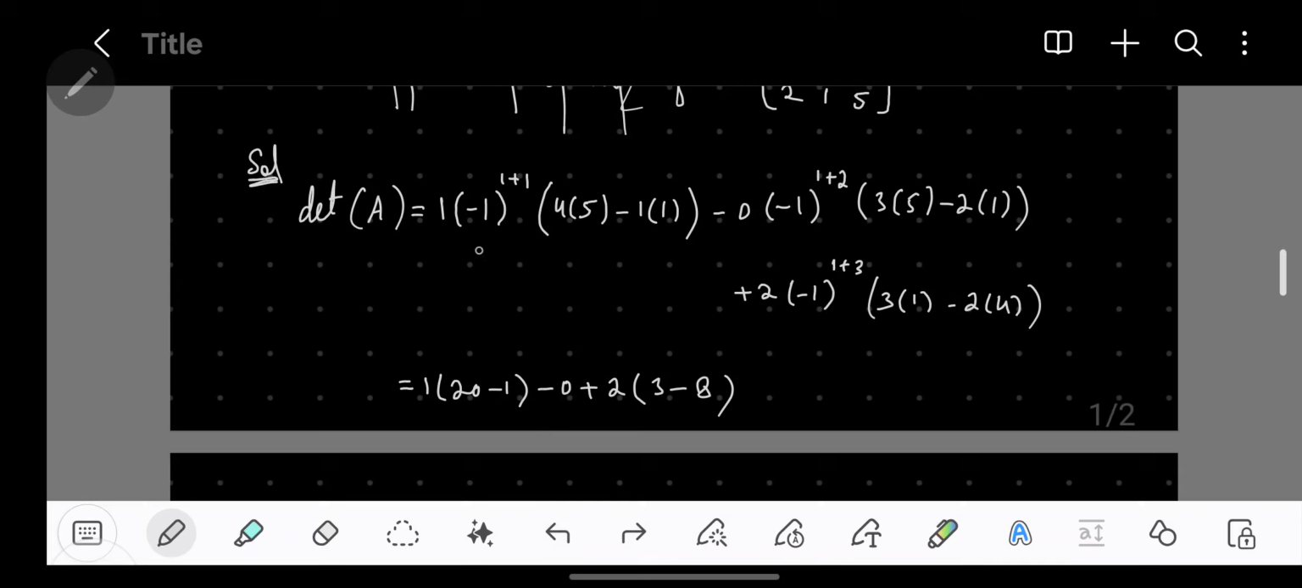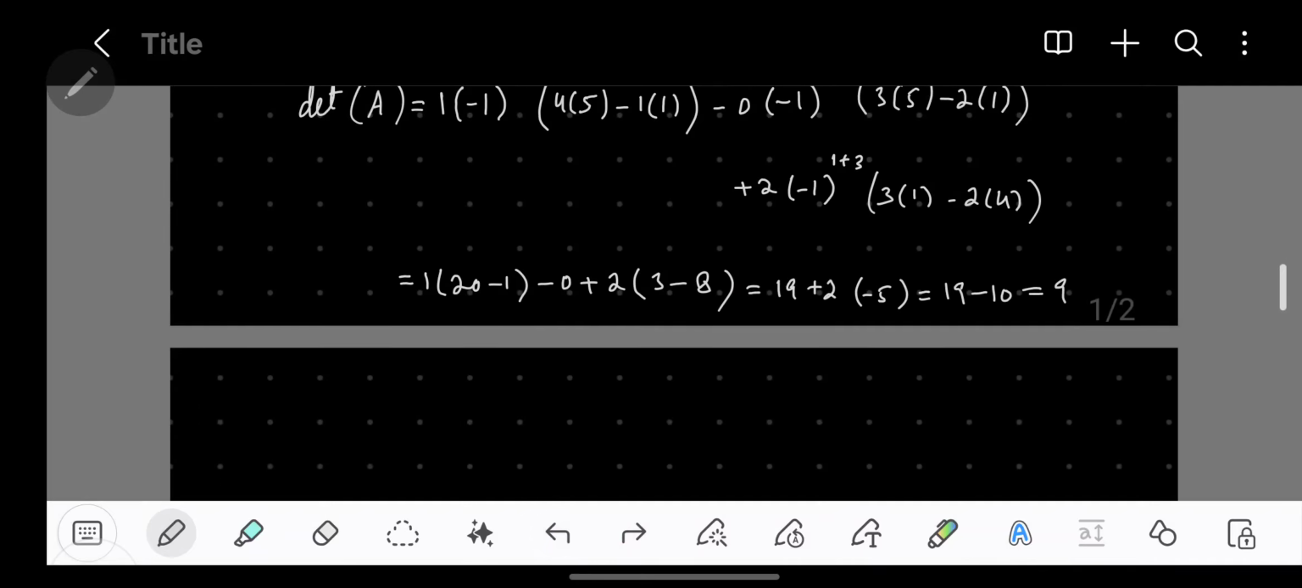Now I will just calculate these things. You can check that this is 1 times 20 minus 1. This is 0, which I have not written. This is 2 times 3 minus 8. If I calculate it further, I will get 9 as the result.